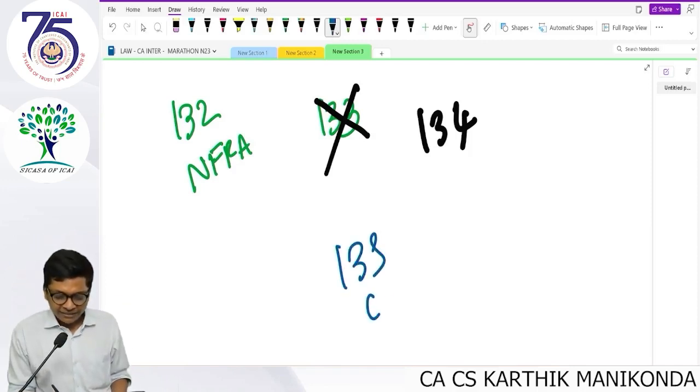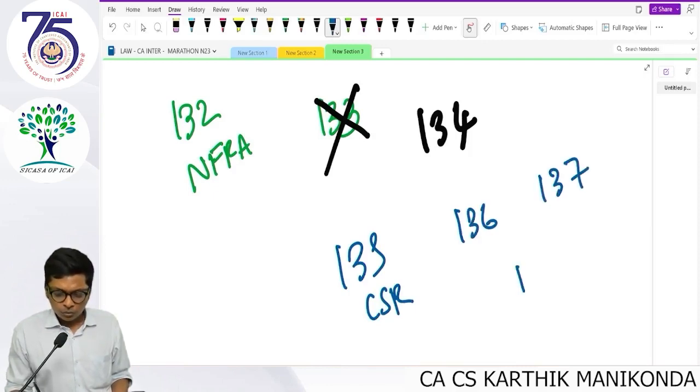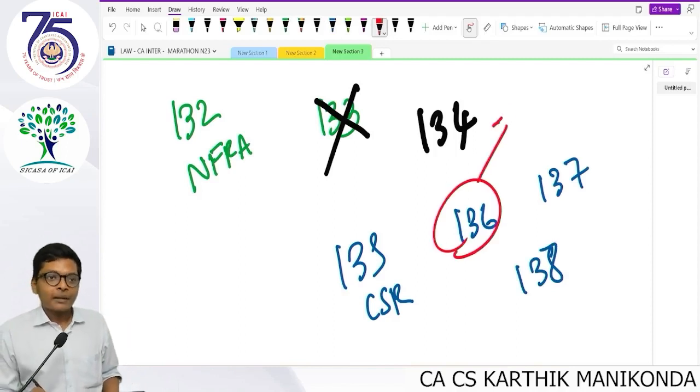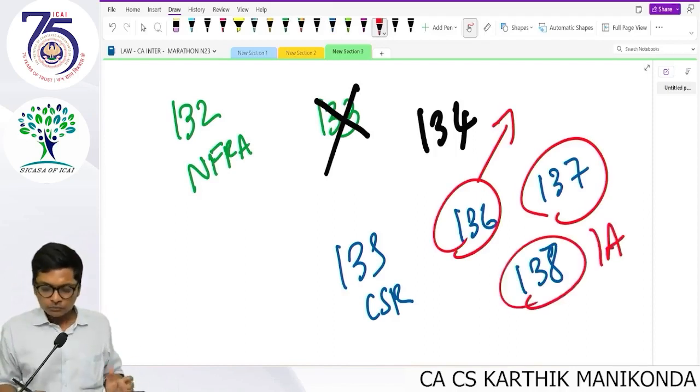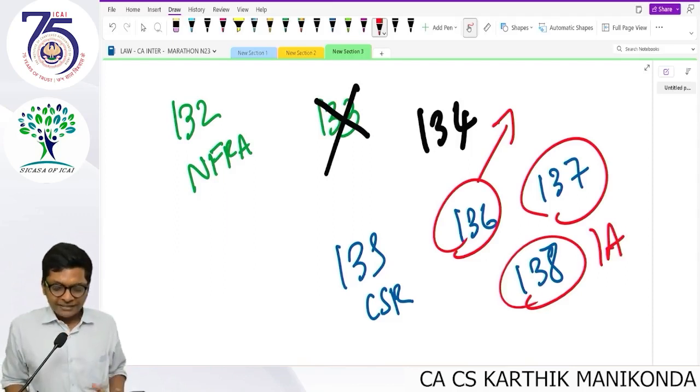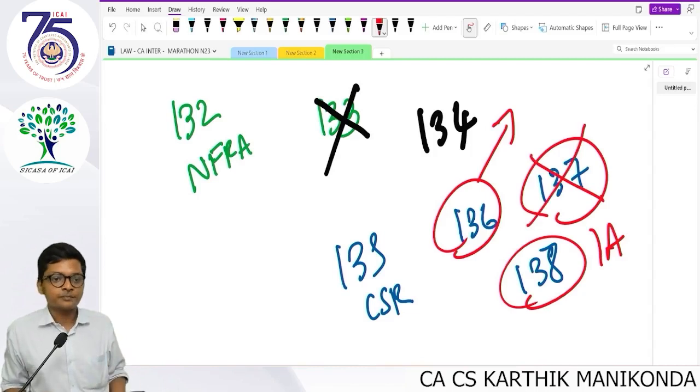Then 135 is... 136 and so 136 is circulation of FS to members. 137 we already saw, filing FS to ROC. 138 internal audit. Correct, guys? So these are the sections we are going to see now. Quickly close this within the next half an hour max. Okay. 137 we already finished.